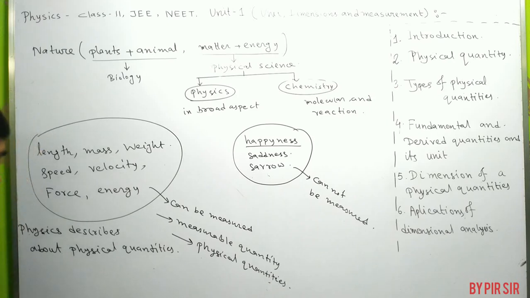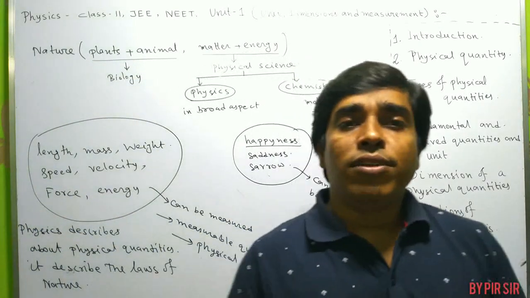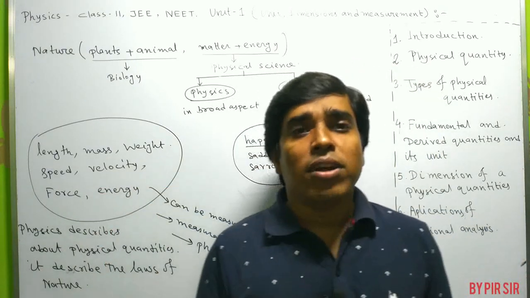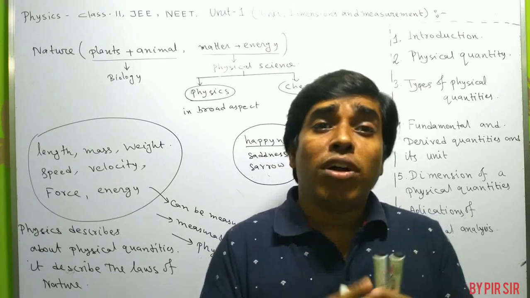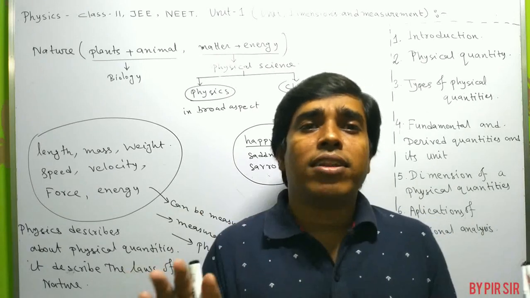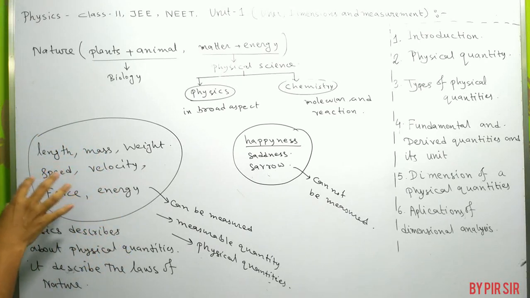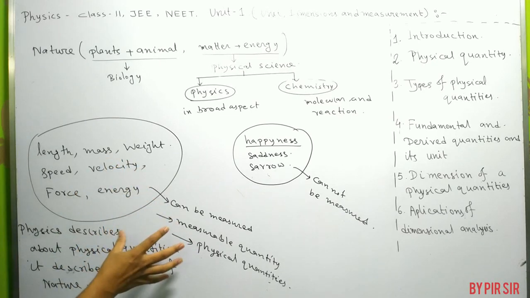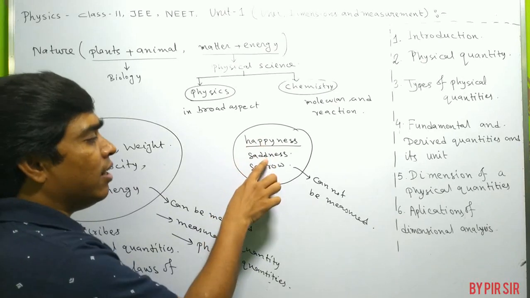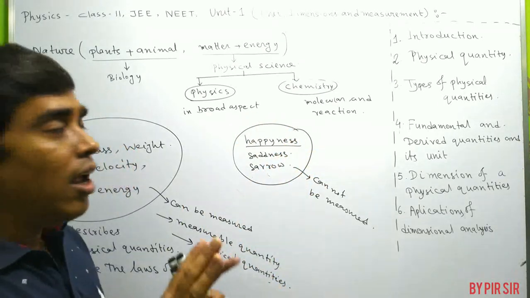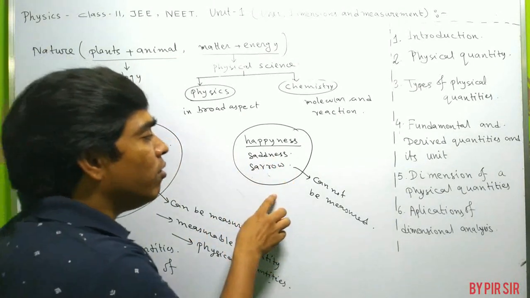and also it describes the laws of nature. Actually, nature gives the phenomena and physics solves them. There are a number of phenomena related to nature, and physics solves these phenomena with the help of various laws. So in your physics book there is a description of physical quantities, that means measurable quantities, but there is no description of happiness, sadness or sorrow, because physics cannot describe non-measurable quantities.